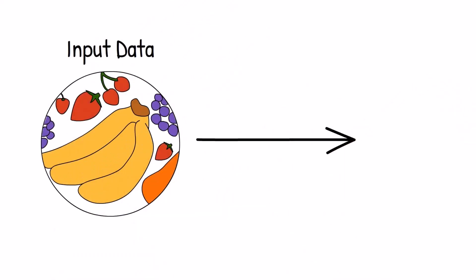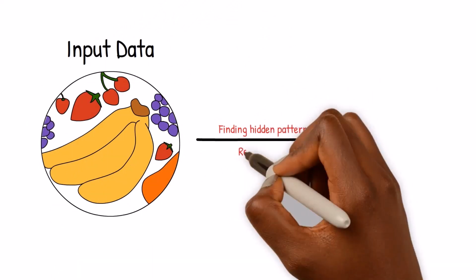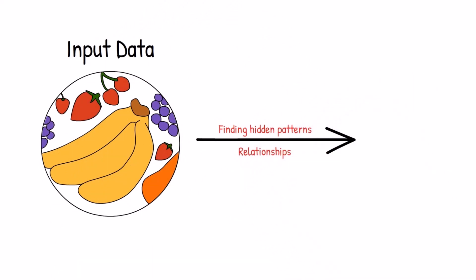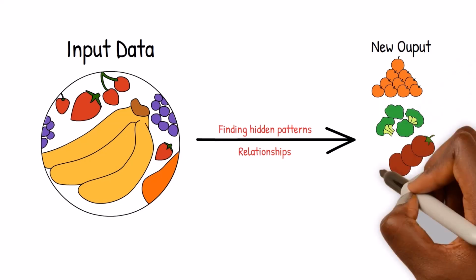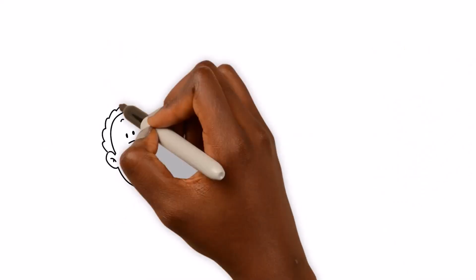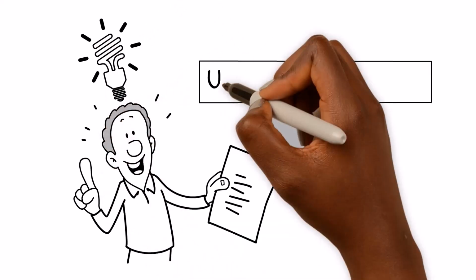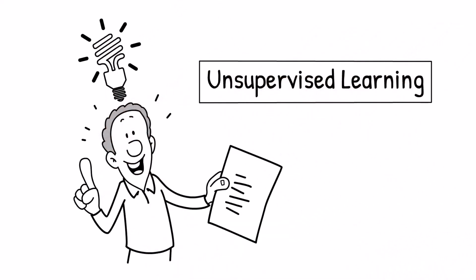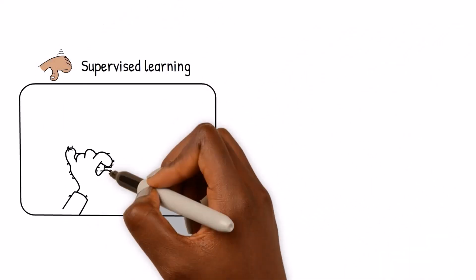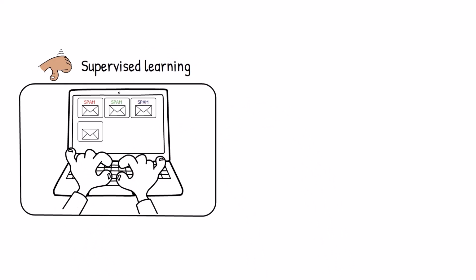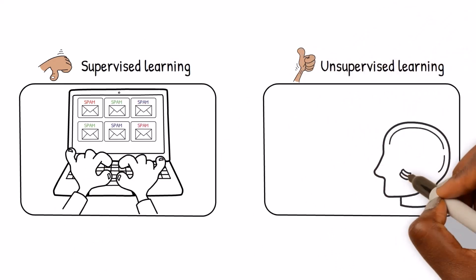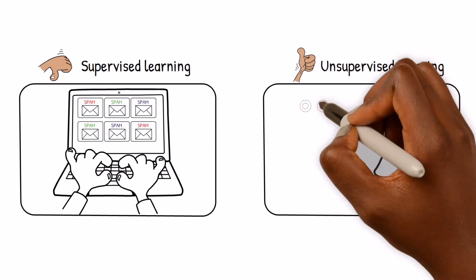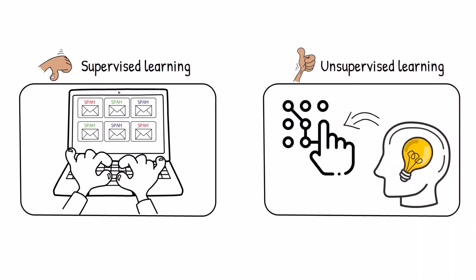It can also learn by finding hidden patterns and relationships in data, all on its own, without being given correct answers. This kind of learning without a teacher giving you the correct answer is called unsupervised learning. Unlike supervised learning, where we give the computer the correct labels, unsupervised learning figures things out all by itself and finds some patterns or what's interesting in the data.